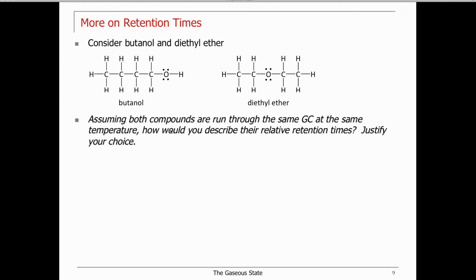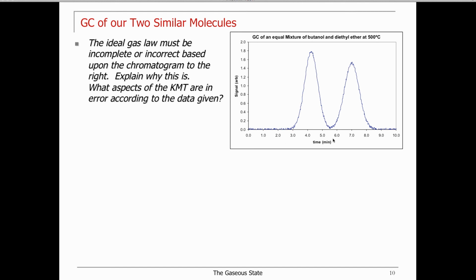All right, that being said, assuming we run these through the GC, the gas chromatograph, how would the retention times actually relate to each other? And I'm hoping that you immediately think to yourself, you know what? That's the same molecular mass. Therefore, it should be the exact same retention time. And if they were ideal gases, that would be the case. However, let's look at what would really happen. In reality, we get two different peaks. So something's up here. And so what we've just found is that the kinetic molecular theory, which we've used to guide us, must have some errors in it. And we're interested in what those errors are.